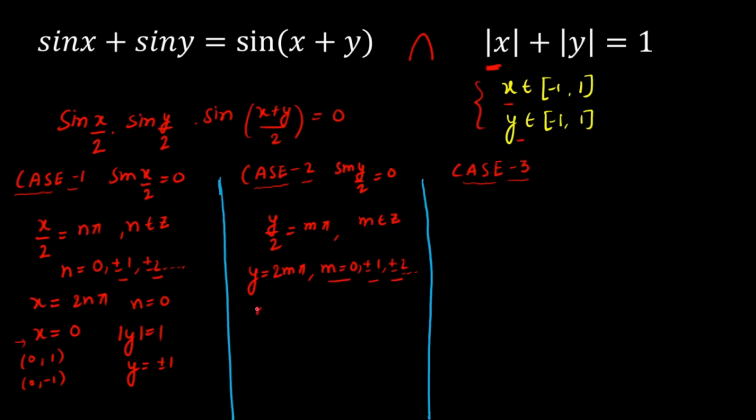So that is not acceptable. So m is equal to 0 is the only integer which is satisfying this. So y will be equal to 0. If y is equal to 0, put the value of y in this equation, equation 1.